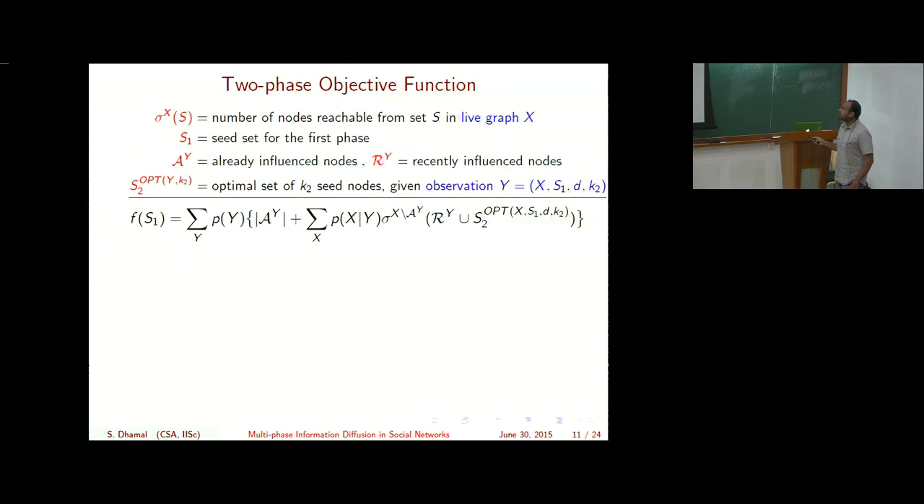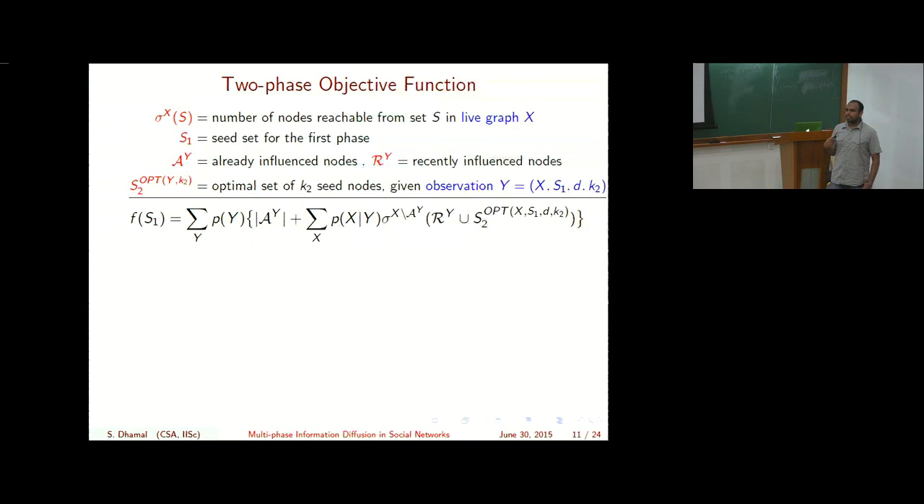So this observation is based on the live graph which is underlying, the seed set that is selected for the first phase, and the delay that is there between the two phases. And K2 is not a part of the observation, but our decision is going to be based on K2. Okay, so this is our objective function.